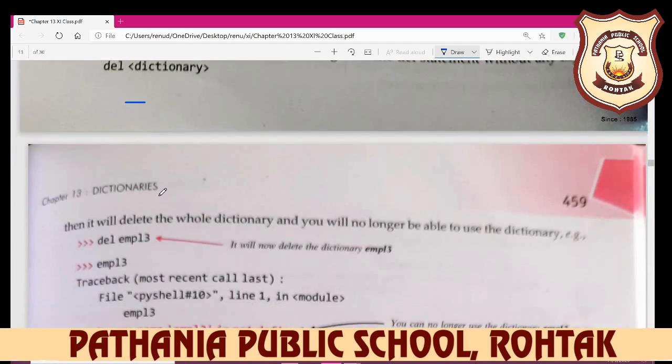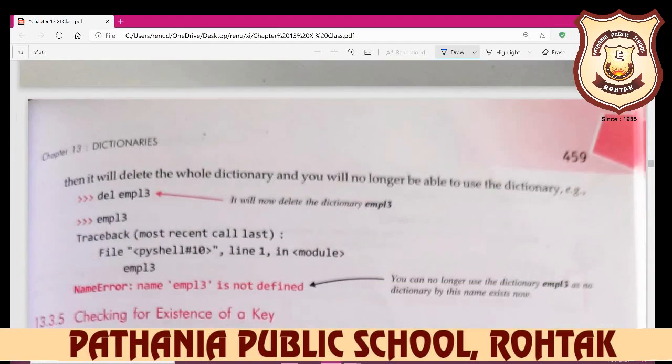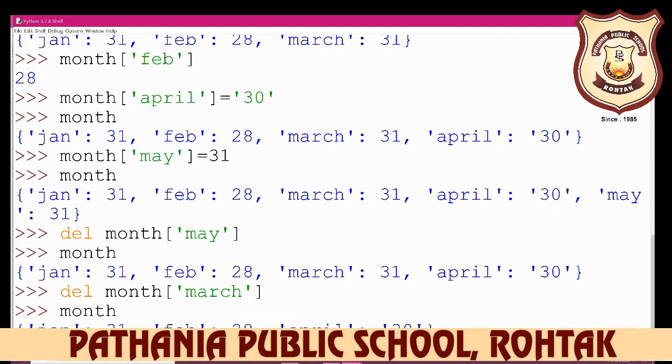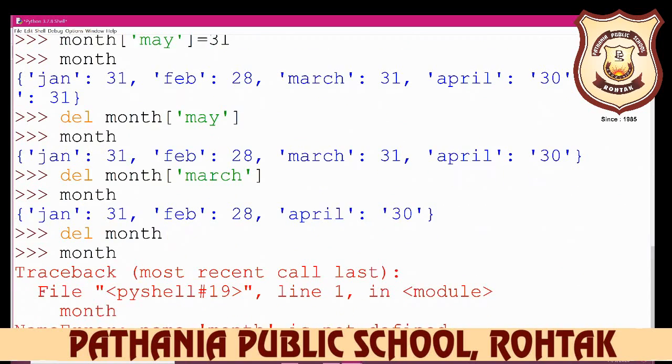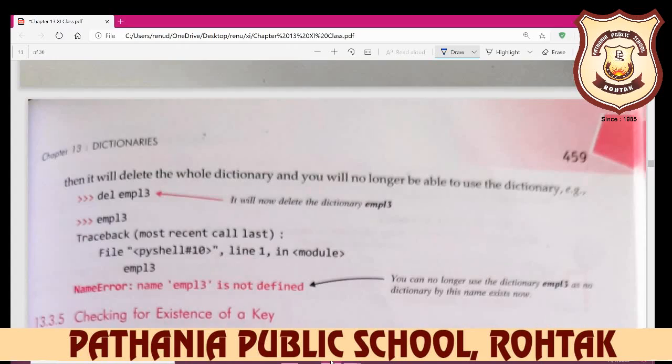see one more thing here. If we write del month, what happened? Now you write month here. You see we have deleted the complete dictionary. Just write del and then the dictionary name. Now if you want to print month, nothing will be displayed because it is already deleted. The message "month is not defined" will be displayed as an error.